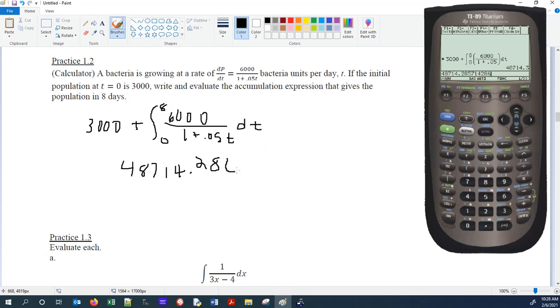Or 286. There we go. And that is in bacteria units per day. Bacteria units are kind of like a weird thing, so I'm just going to call it units. Since it was units per day, now it's just units because it's been 8 days.